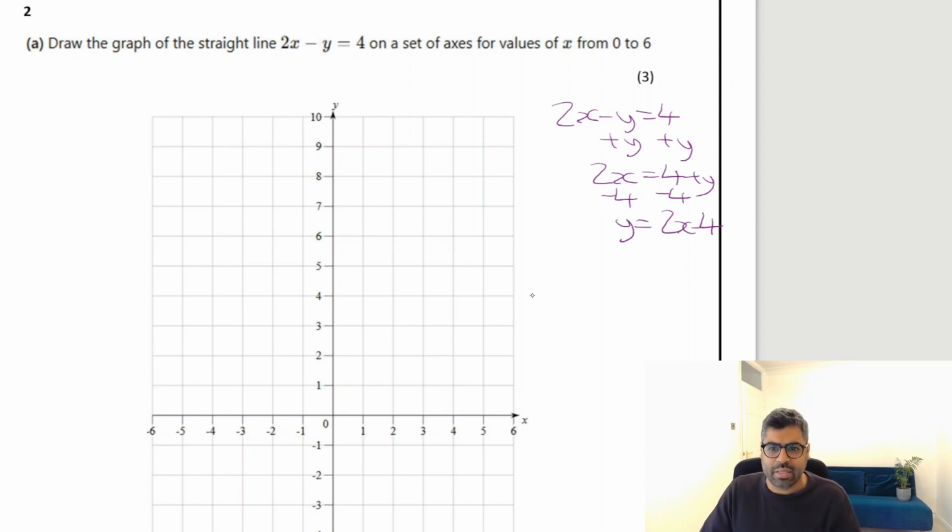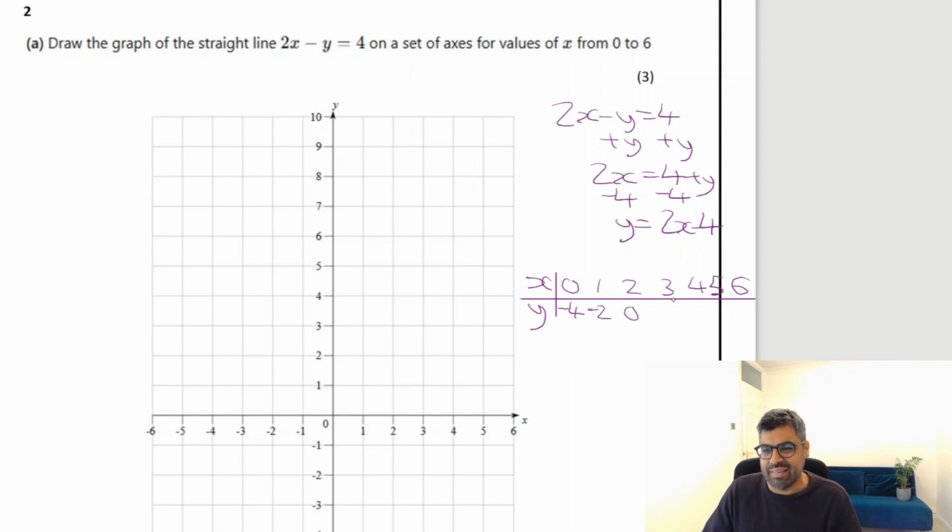Let's put that into an xy table. We know our values of x have to be 0, 1, 2, 3, 4, 5, and 6. Now we can use our equation and put the values of x into it to get the corresponding values of y. If we put 0 in, you get minus 4 as your value of y. If you put 1 in, you get 2 times 1 minus 4, which gives you minus 2. If you put 2 in, you get 0. And you can notice a pattern here where it's going up by 2.